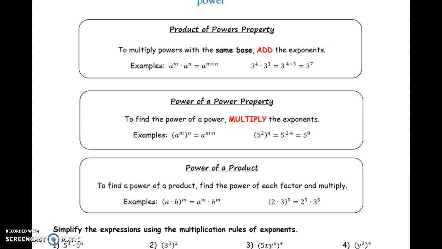So the first one, when you have the product of powers, it means when you're multiplying two things with the same base, you add the exponent. So you can see two examples here, right? When you're multiplying 3 to the 4th times 3 to the 3rd, same base, add the exponents.